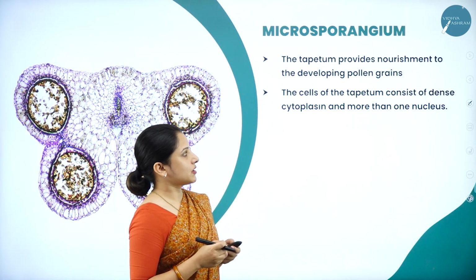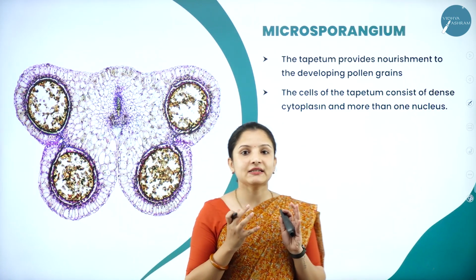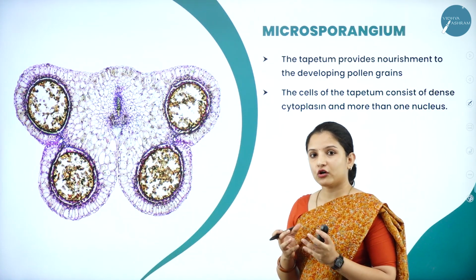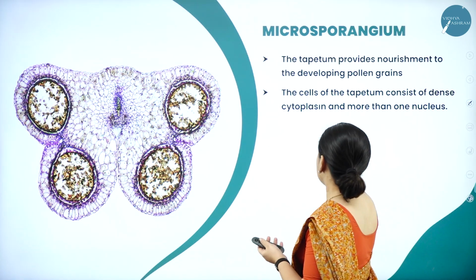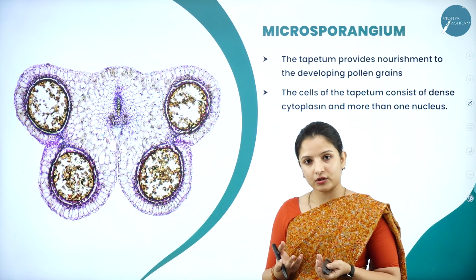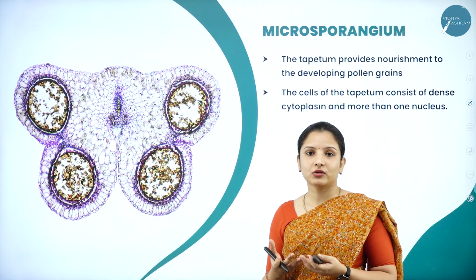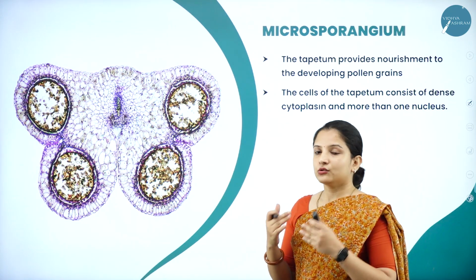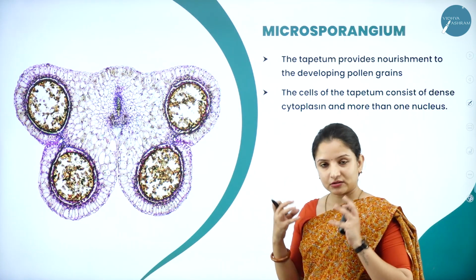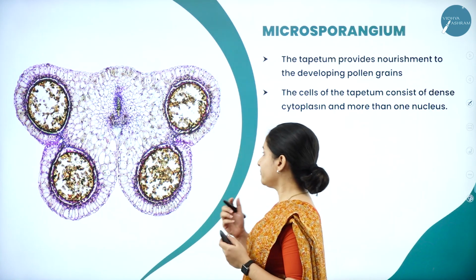So the cells of the tapetum, when you observe, they are very dense or thick. Why? Because they are filled with thick or dense cytoplasm, and they have more than one nucleus. That is, they are multinucleate. Multi is more than one, nucleate, nucleus. So it is dense, filled with cytoplasm, and it is multinucleate.